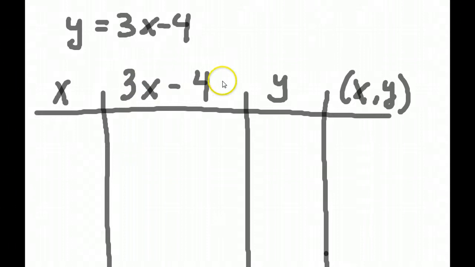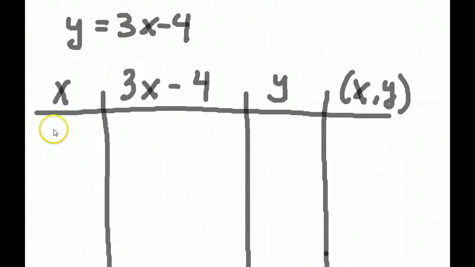So we put the 3x minus 4 in our second column. Our third column is our y, is what our answer becomes once we put in a value for x. And our last column is our ordered pair, x comma y. So in this equation, we have our first column x, second column is 3x minus 4, third y, and fourth is our x, y.